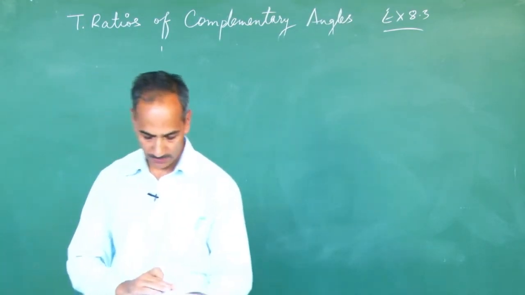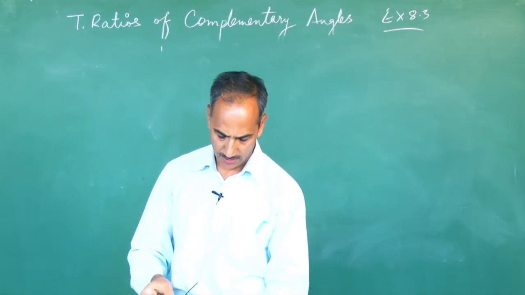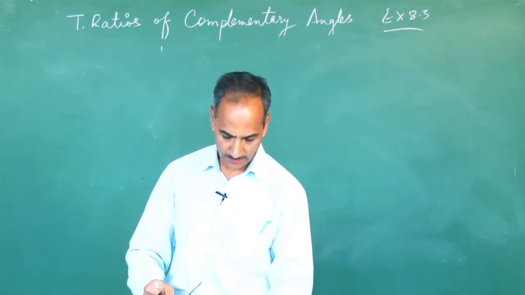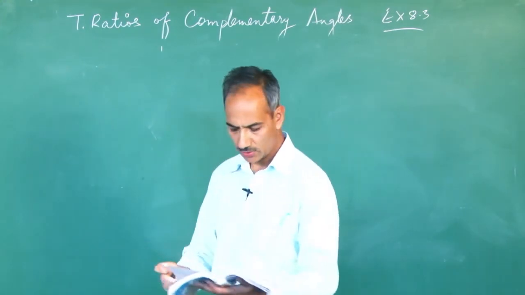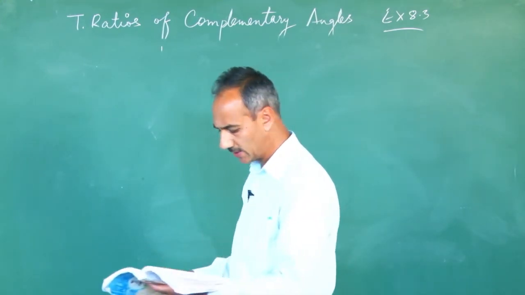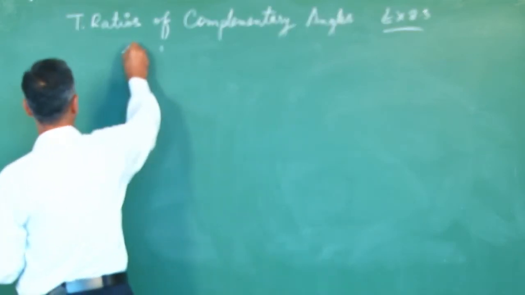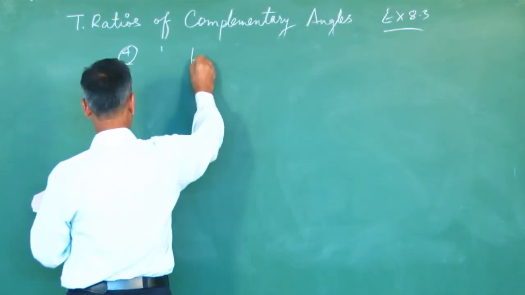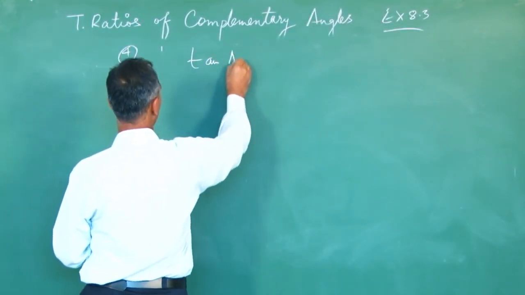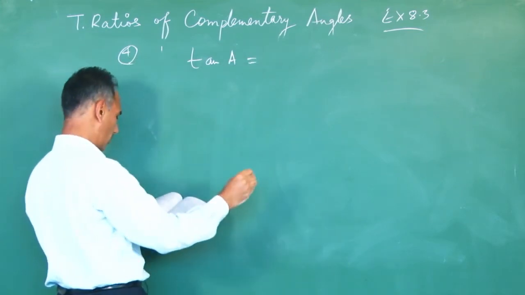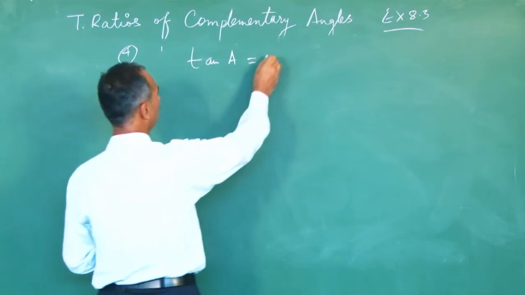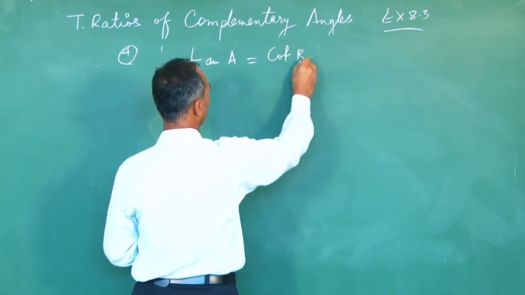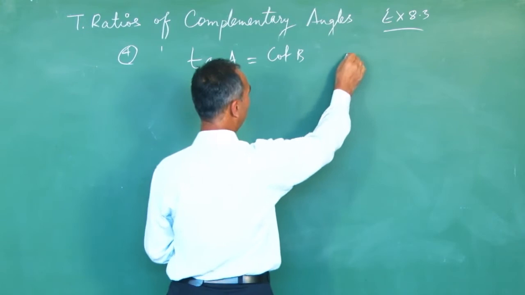This was my question number 3. I have one more sum, that's question number 4. If tan of A is equal to cot of B, prove that A plus B is 90. Small sum, 4th sum. Tan of A is equal to cot of B. So you have to prove that A plus B is 90.